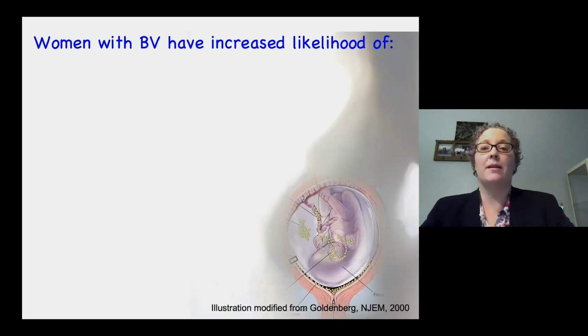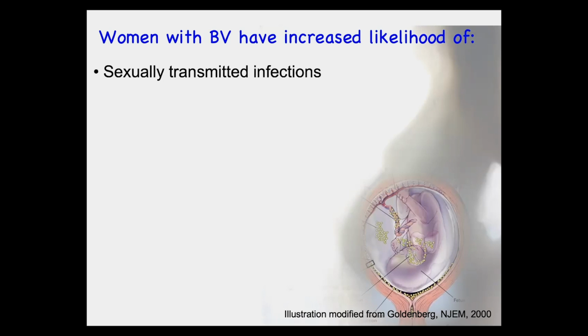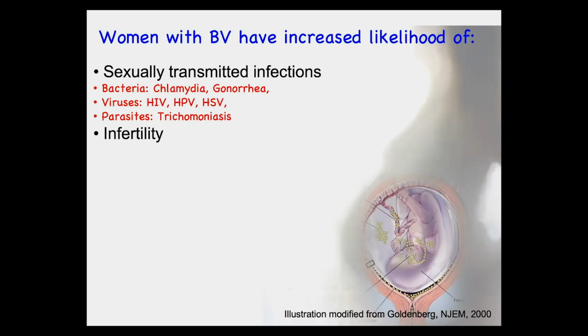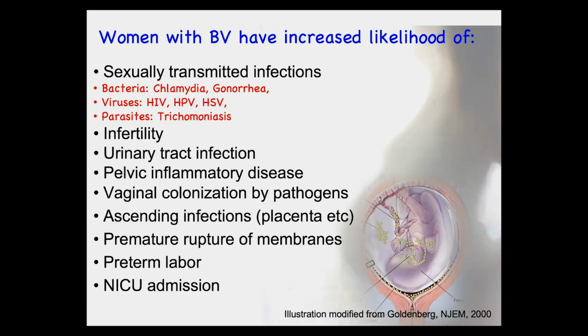Is this just another pattern of the microbiome? This is potentially important to anthropogeny, but especially to women's health here and now. So women with bacterial vaginosis have an increased likelihood of sexually transmitted infections of all kinds, bacterial, viral, and parasitic. They have a higher likelihood of being infertile, of having urinary tract infections, pelvic inflammatory disease, and a whole host of other things, including being vaginally colonized by pathogens, experiencing ascending infections up into the intrauterine space of the placenta and amniotic fluid, as shown here in the picture, and also of experiencing things like premature rupture of membranes and preterm labor, and ultimately having a baby that is admitted to the neonatal intensive care unit.